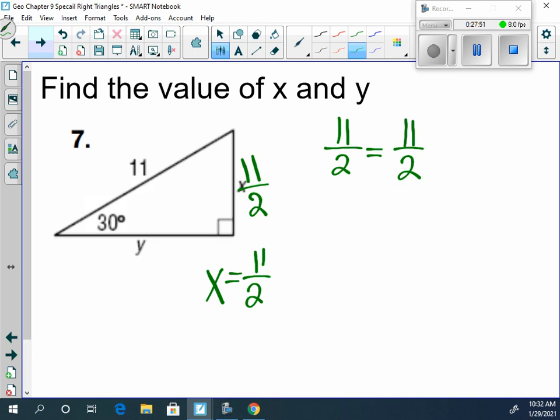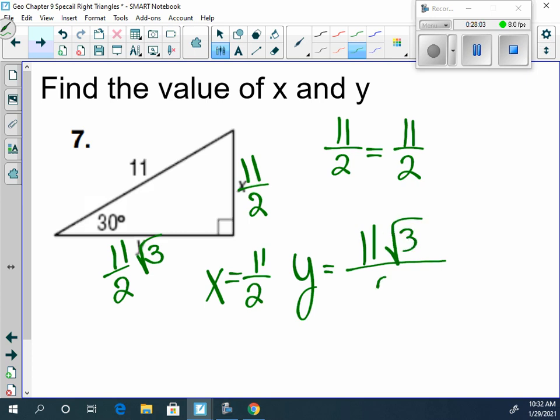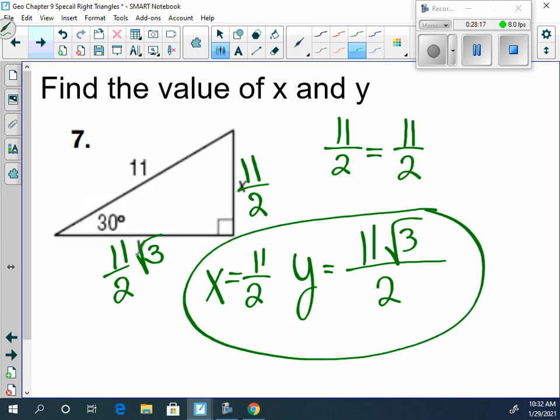Now to get the other side length, we're going to do what? Take 11 halves and multiply it by the square root of 3. And what would that give us? 11 square root of 3 over 2. We put the square root on top. It's not necessarily wrong to put it out to the side, but we want to put it on top because that's where it goes. Yes. Any other questions on this here?